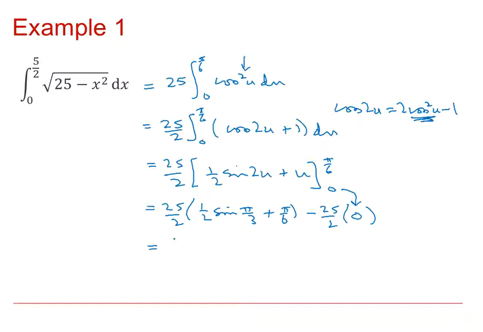And then once we've tidied this up, we get 25 over 2, and we get sine pi by 3 is root 3 over 2, and the times by the half. And that answer's fine, but if you wanted to just pull out another cofactor, you could write it as 25 over 4, root 3 over 2, plus pi by 3.